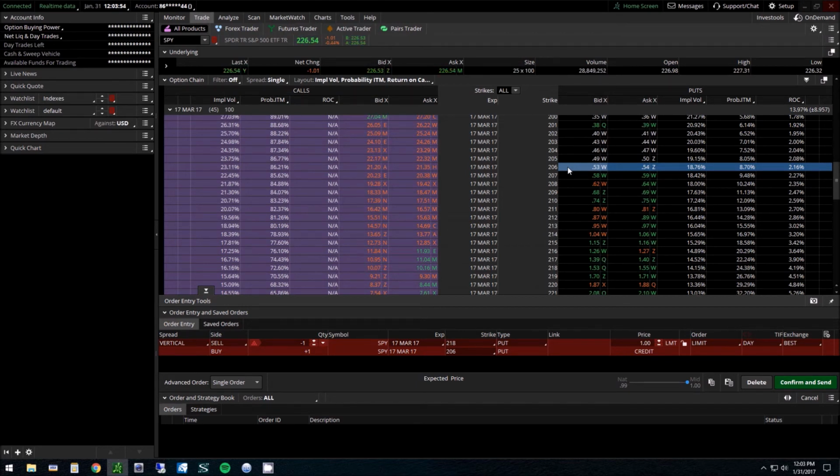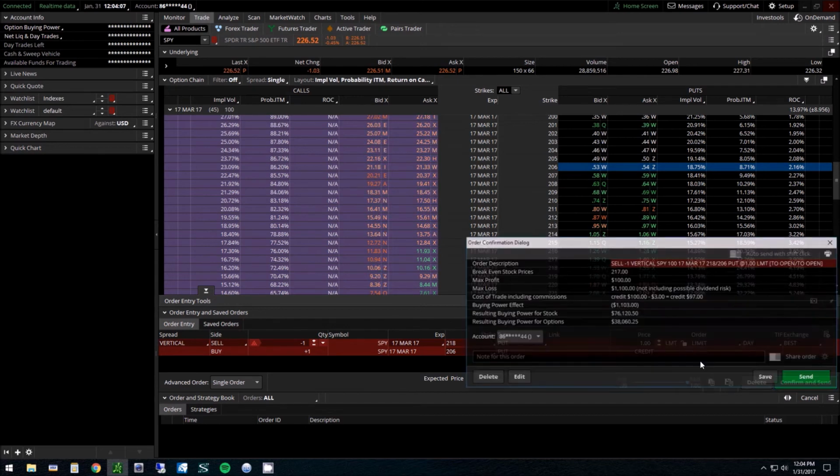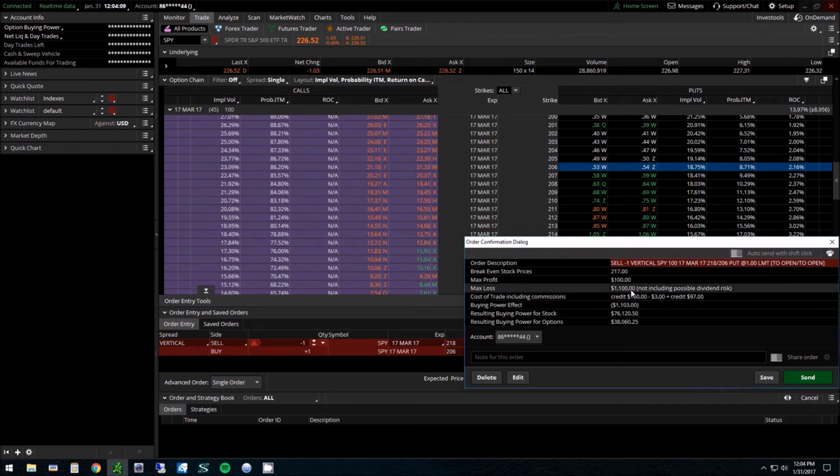Even if things went horribly wrong and it just wasn't going to come back and it dropped 50%, my max loss would be about $1,000, which I'm comfortable with, and my profit is going to be around $100. So let's confirm and send this. Just verify the amounts again. Max profit $100, max loss $1,100.